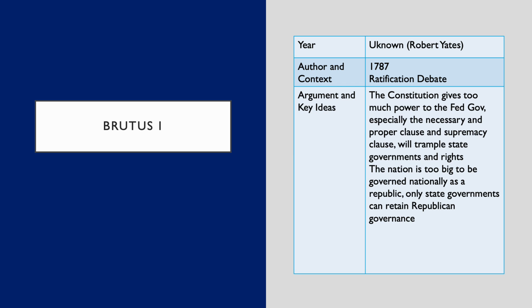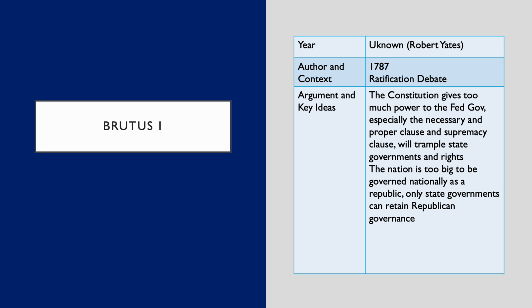All right, Brutus 1, right? We don't actually know who wrote it. It was probably Robert Yates. But it was written in 1787 to argue against the ratification of the Constitution, and he makes 2 arguments. The first is that the Constitution gives too much power to the federal government, especially the necessary and proper clause and the supremacy clause, and that's going to trample state rights. And the nation is too big to be governed democratically. We can't have a republic in a nation this big.